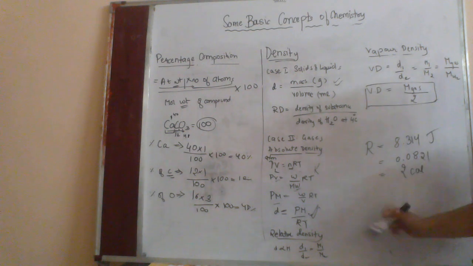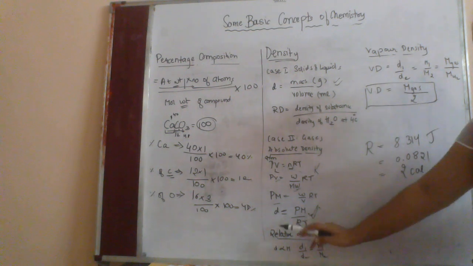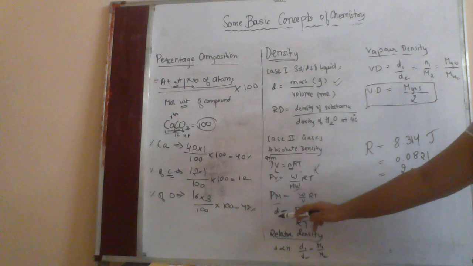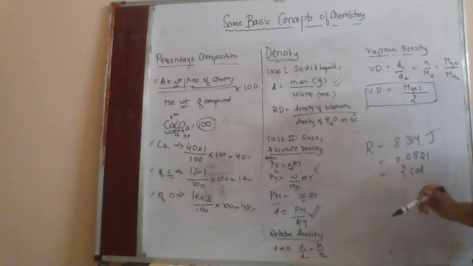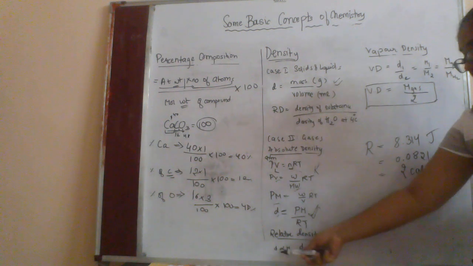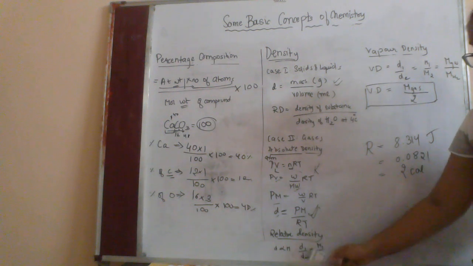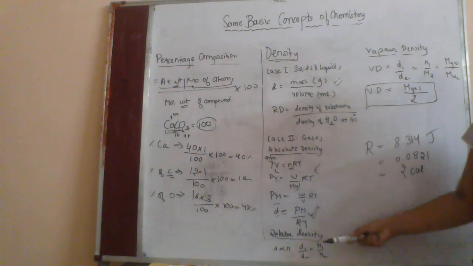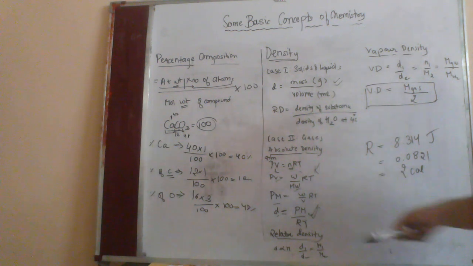Now coming to relative density, it is the same. Here with the formula we can see that density is directly proportional to mass, right? Mass of the gas, molecular weight or atomic weight. So D is directly proportional to M. Therefore D1 by D2, that is relative density of the two gases, is equal to M1 by M2, that is the relative masses of the two gases.